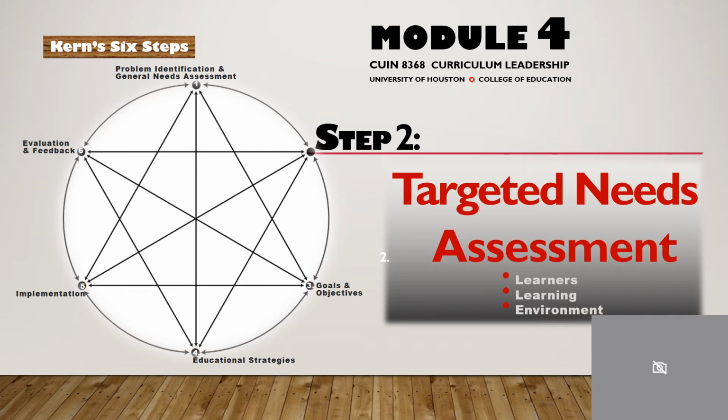This is module 4 of our curriculum leadership class, and we're looking at Kern's 6 steps, actually step number 2, which is the targeted needs assessment. As I said, we're going to look at the specific learners, the learning, and the environment in which we want to assess our curriculum.